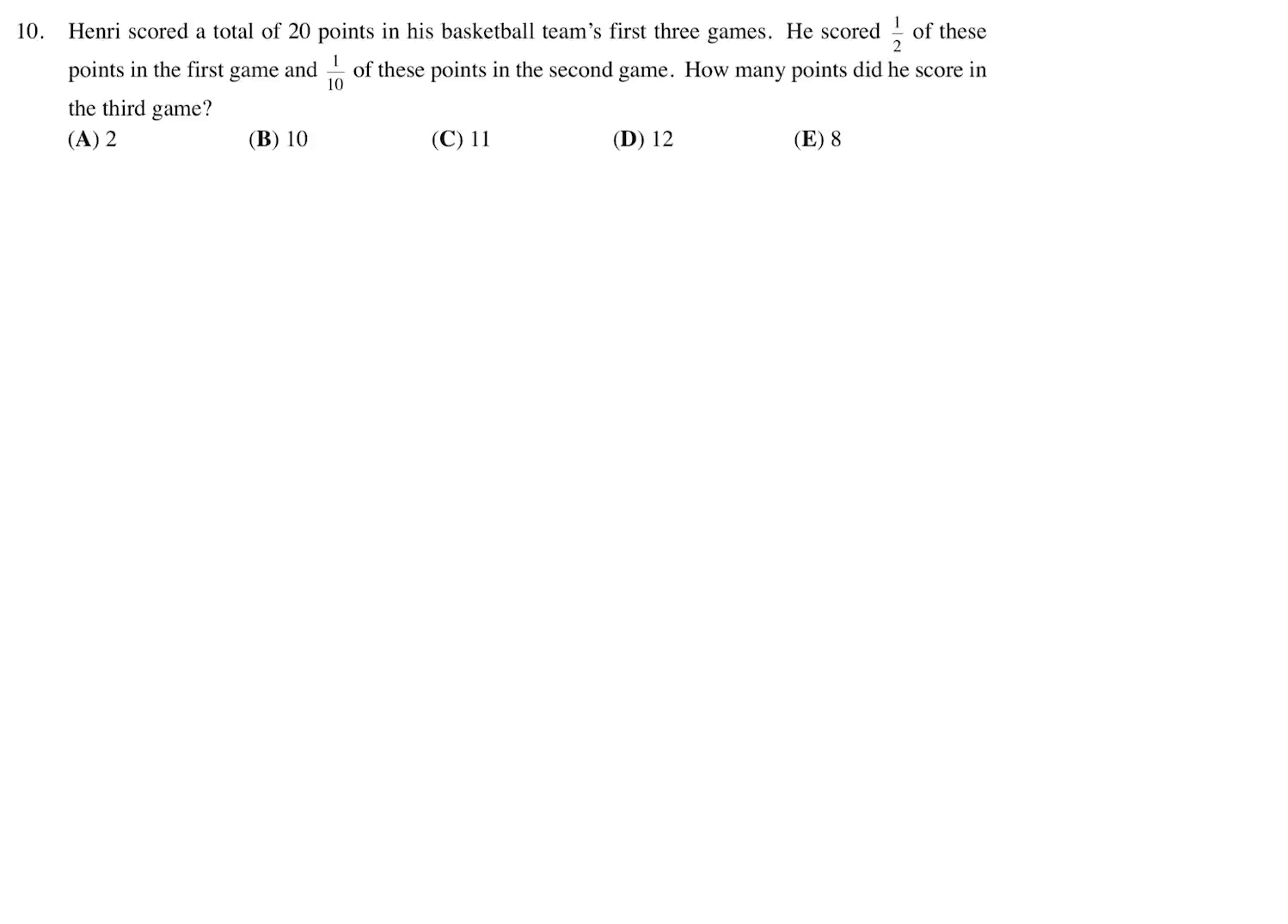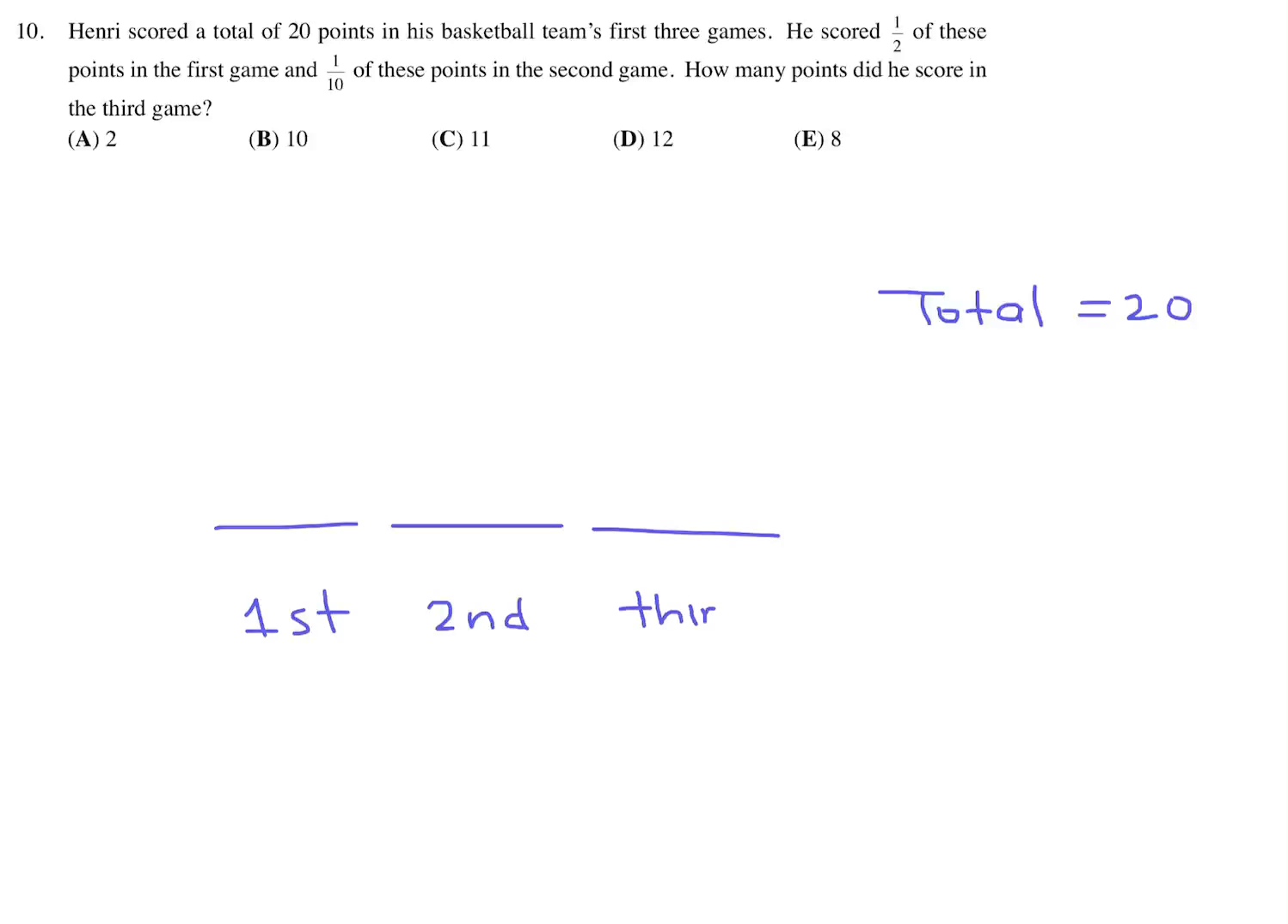Henry scored a total of 20 points in his basketball team's first 3 games. He scored half of these points in the first game and 1/10 of these points in the second game. How many points did he score in the third game? So he's got a total of 20 points. And in game 1, game 2, and game 3, we have to figure out the distribution. First game, second game, third game.